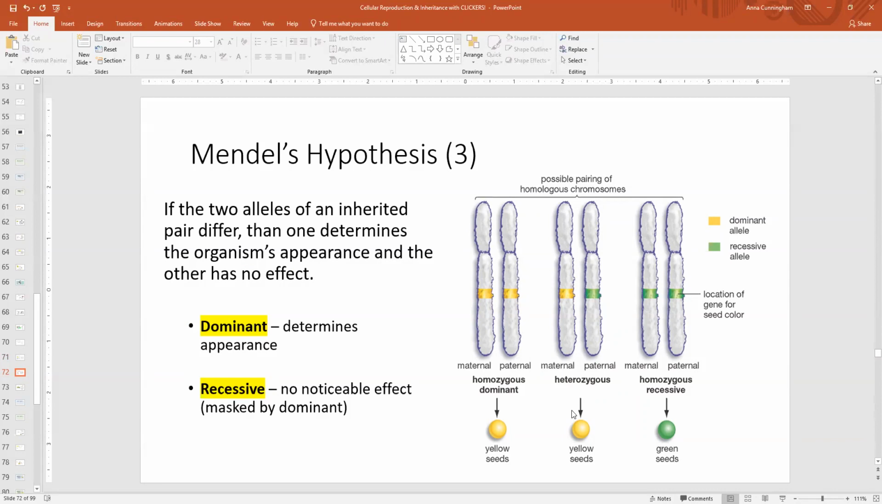Again, we know now that there are exceptions to this rule, which we'll talk about later. I always love the exceptions to the rule. All right, but let's talk about this first.